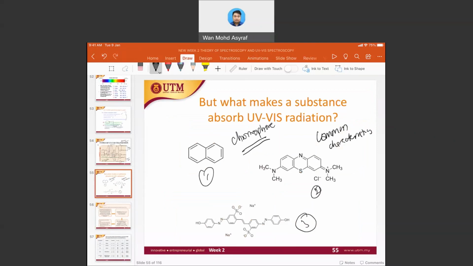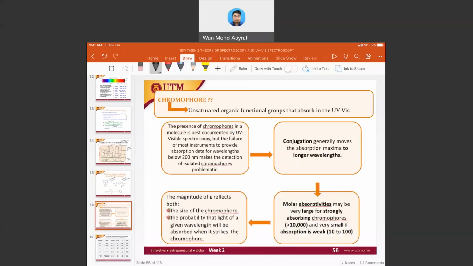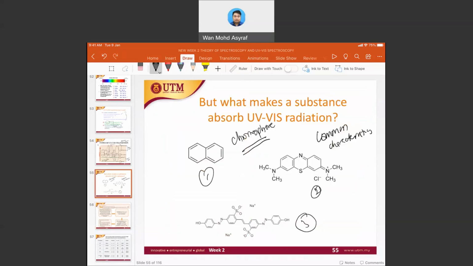So what is a chromophore? A chromophore is an unsaturated organic functional group that can absorb UV visible radiation. When we look at the definition of chromophore, it is an unsaturated organic functional group. So when we look at the previous compounds, these 3 compounds, all of them have unsaturated components here.